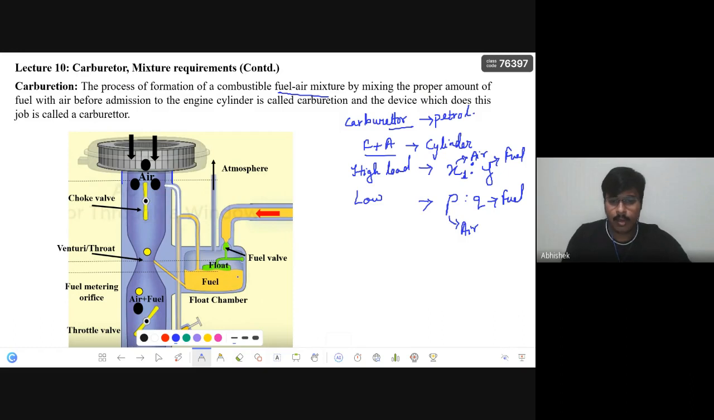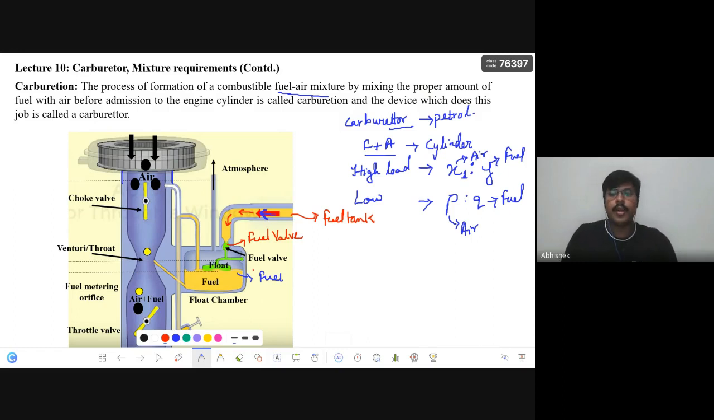This is the float chamber, where there will be fuel, and this is the way through which the fuel comes. Let us say the fuel is in a fuel tank somewhere here, and it is coming here through this channel. Here is a fuel valve. Why is this present?